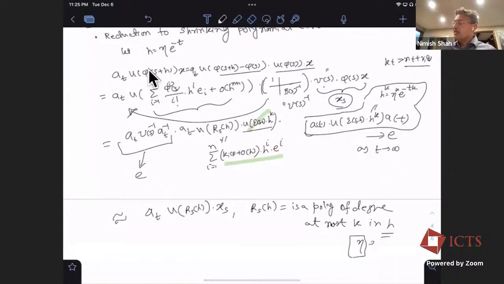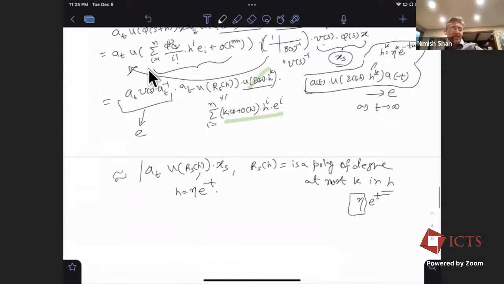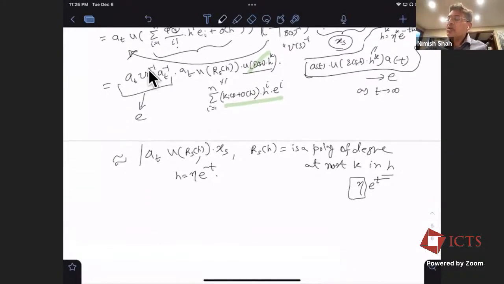T is fixed. Every t we are going to think of as a different function, and it's really going to be a polynomial in eta. So in some sense, I reduce my problem to the problem of polynomials, but the range of the polynomial is going to shrink. h is equal to theta e to the negative t. Okay, so it's actually shrinking.